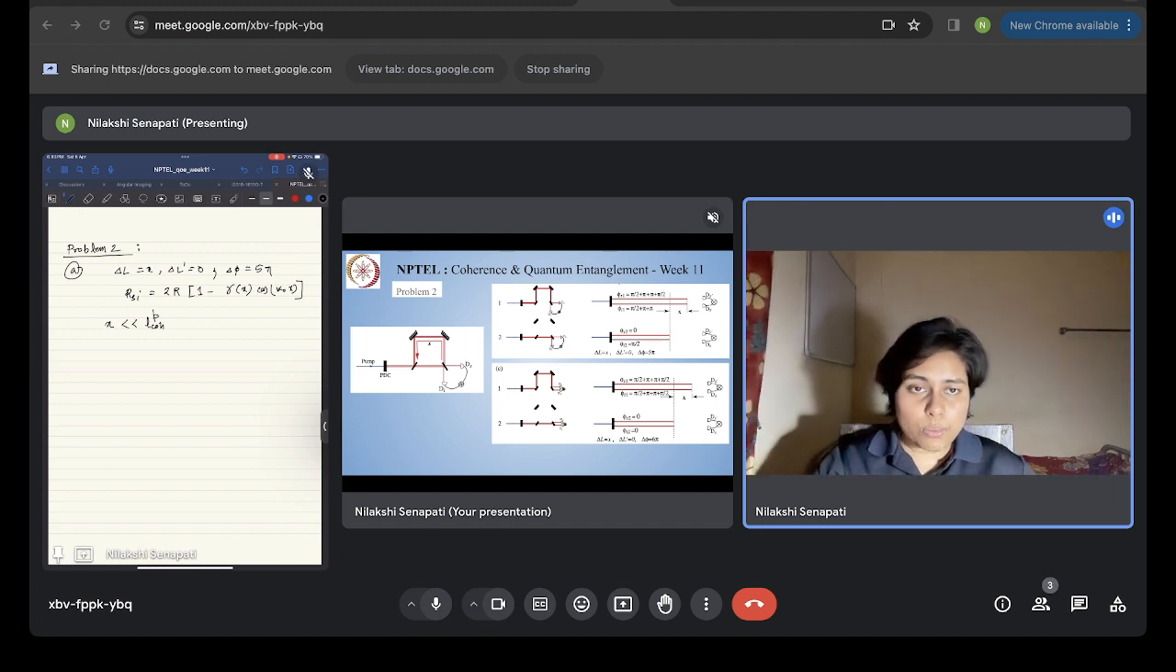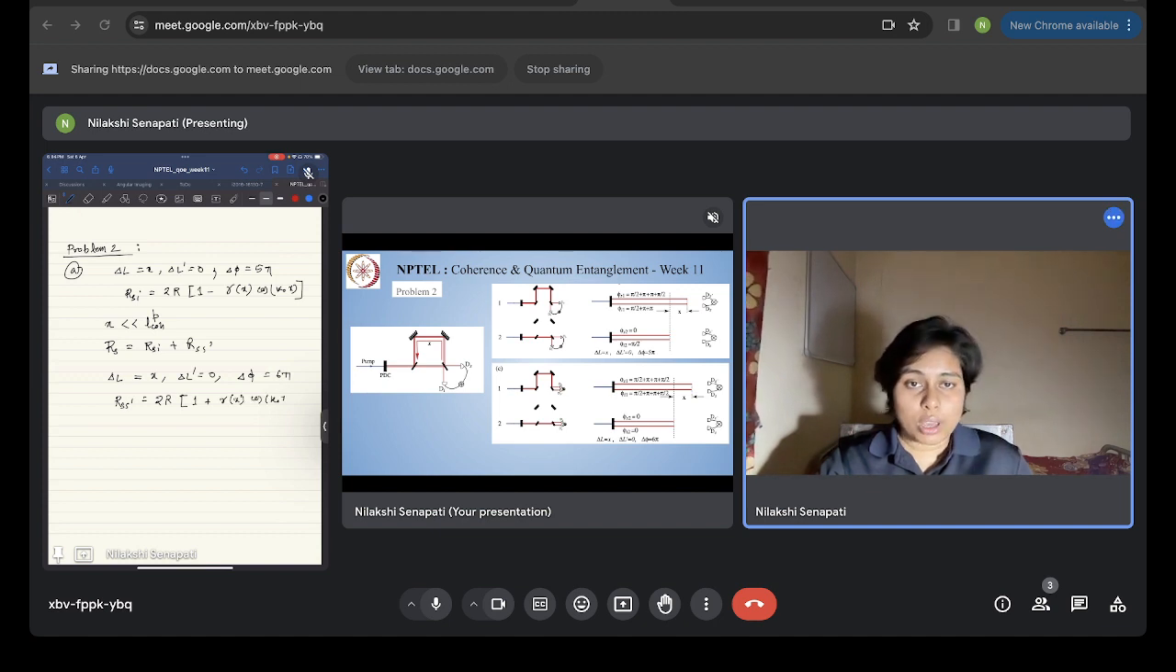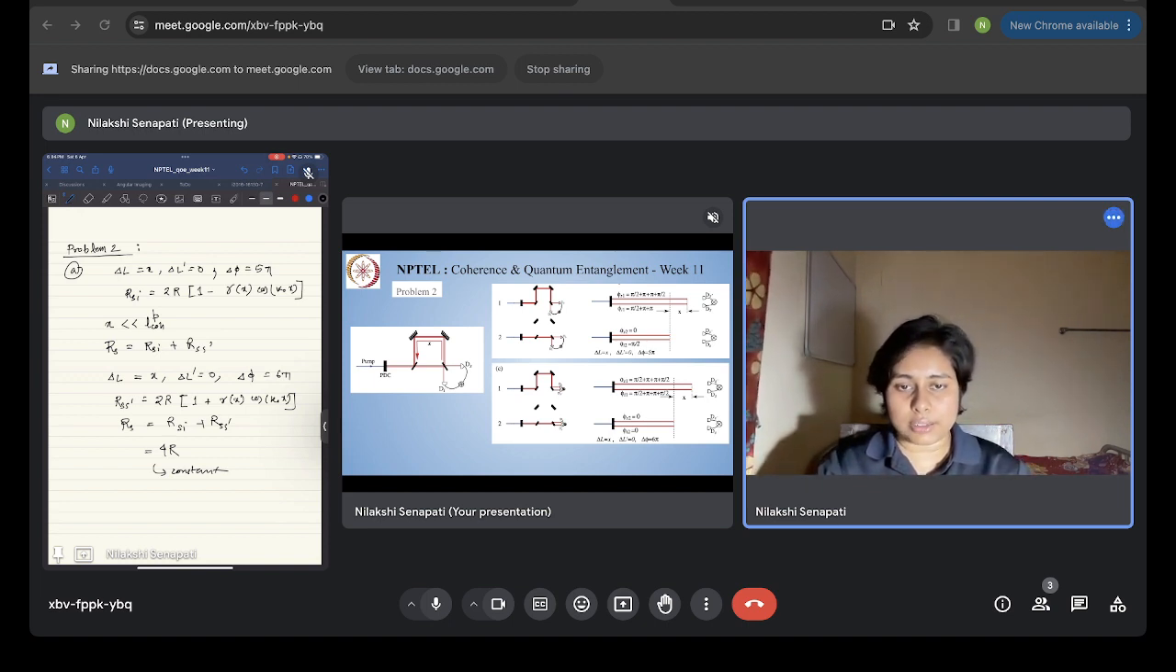Then for calculating the one photon count rate RS, what we need to do is RSI plus RSS dash, if there would have been another detector S dash. Then we can refer to part C, where again delta L equal to x, delta L dash equal to 0, but delta phi now is 6 pi. Therefore we can calculate RSS dash equal to 2R times 1 plus gamma x cos k0 x, and thus RS becomes RSI plus RSS dash, which becomes 4R, that means constant and no interference pattern. So we see that the one photon count rates of the two detectors do not show any interference pattern.